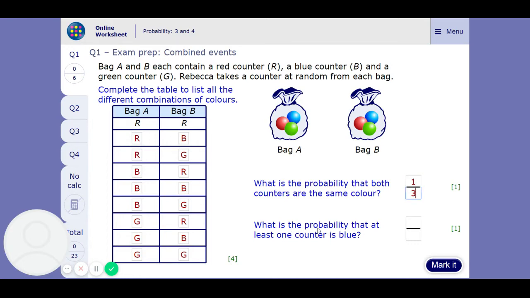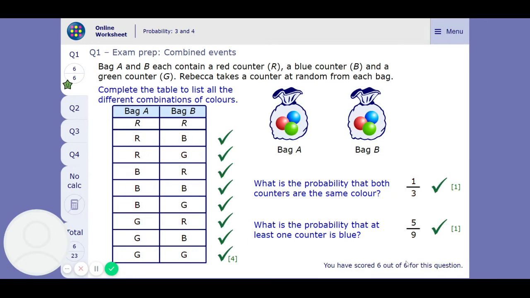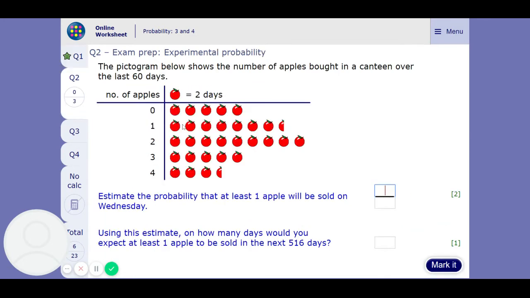And what is the probability that at least one counter is blue? So let's look through the list. We know we've got it over 9, but let's see how many of them contain at least one blue. 1, 2, 3, 4, 5. So it's going to be 5 over 9. Let's just check those. Great. On to the next one.